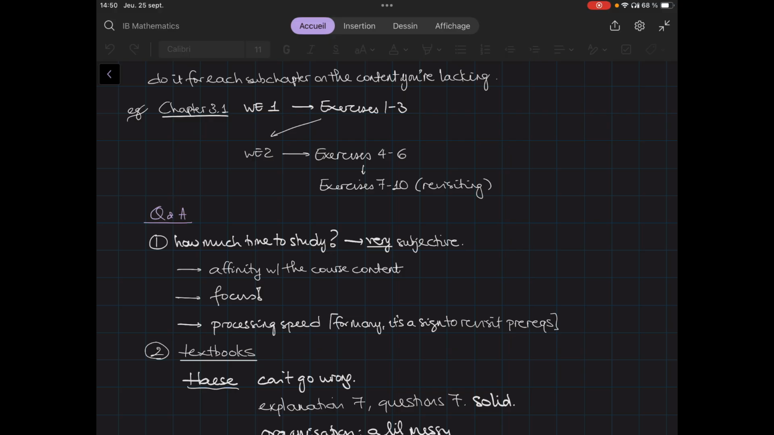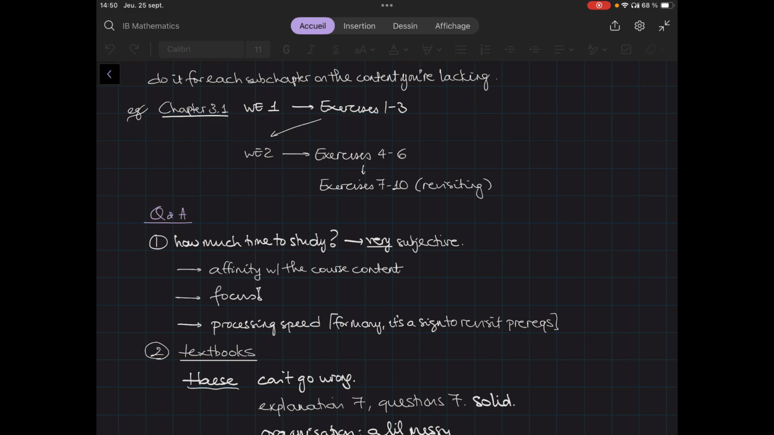For example, chapter 3.1 has 2 worked examples. Worked example 1 corresponds to exercises 1 to 3. Worked example 2 corresponds to exercises 4 to 6. So, the order in which you should go about this is example 1, exercises 1 to 3, then example 2, exercises 4 to 6, and then revisiting exercises 7 to 10 a couple days after the first time you cover the content.